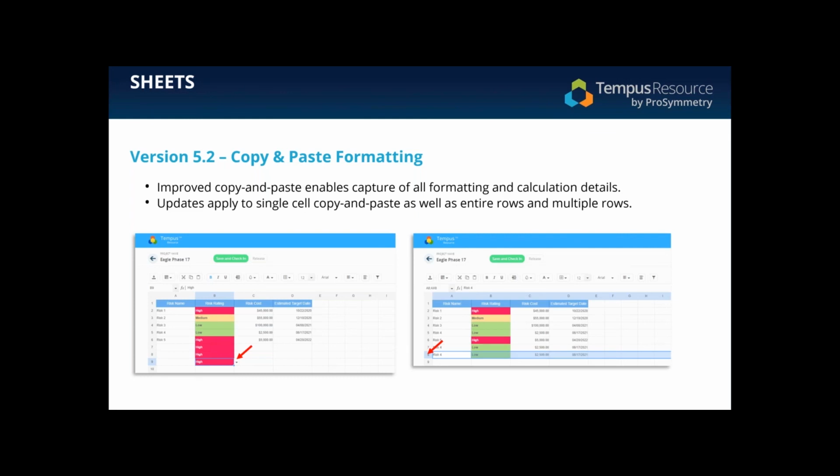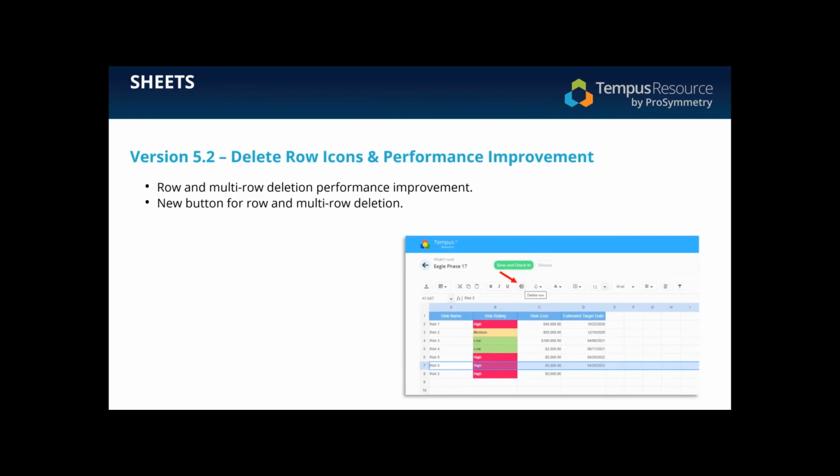So with 5.2, we've greatly improved the copy and paste capability for formatting and for calculation details. You can apply this to single cells. You see on the left, I've copied the risk rating high from probably row 6 through 7, 8, 9. And in the screen capture on the right, you can copy and paste entire rows as well. All right, so now copy and paste has been massively improved inside of the Sheets functionality.